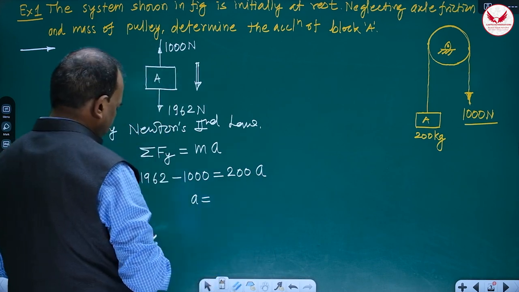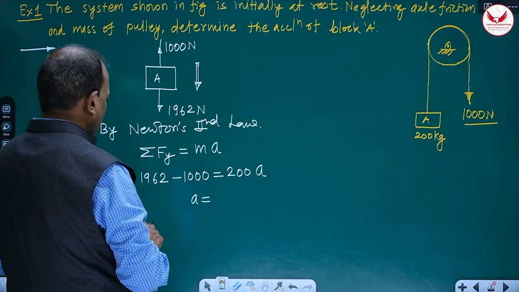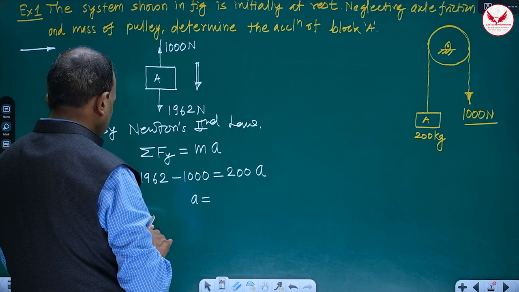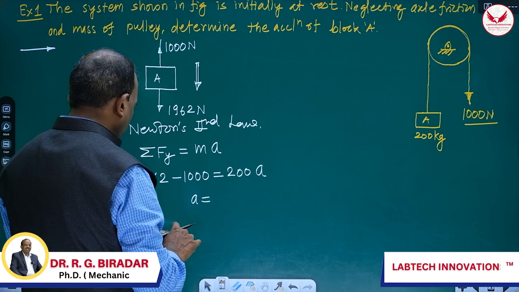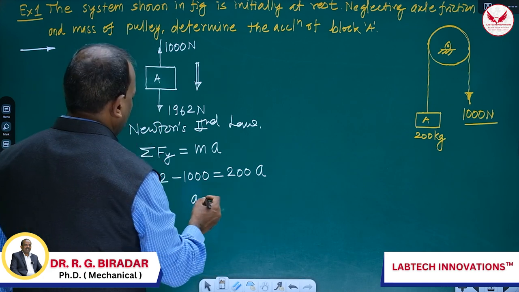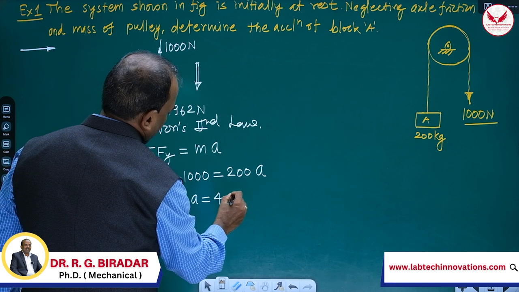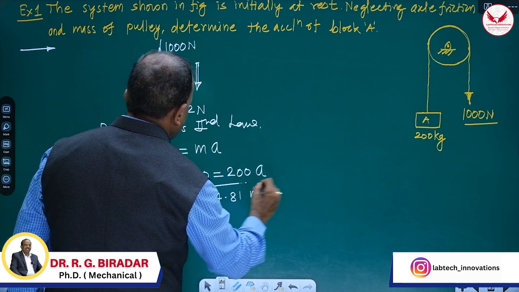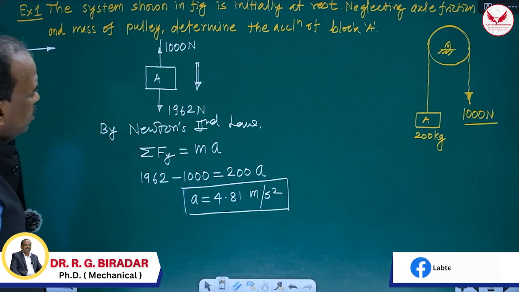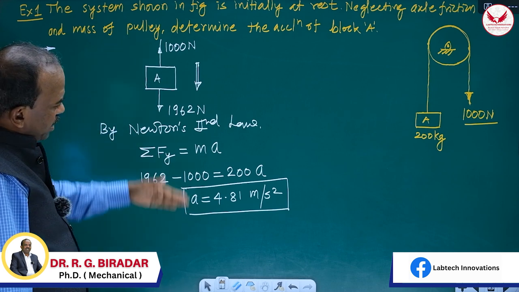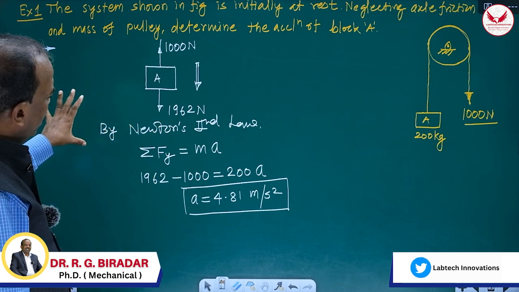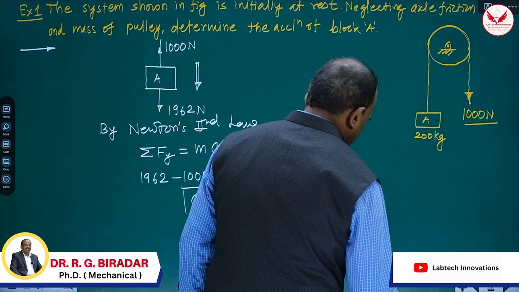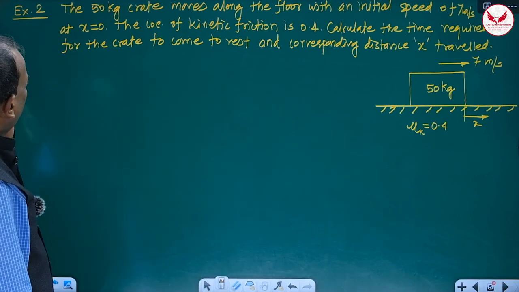So it is 962 divided by 200, 4.81 meters per second square. So this is very simple, these problems, if we know, are very simple. See how short the length of this example is. Then the next example we'll see, the second example of Newton's second law.